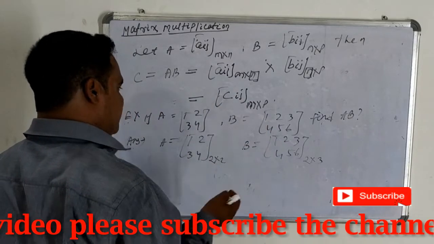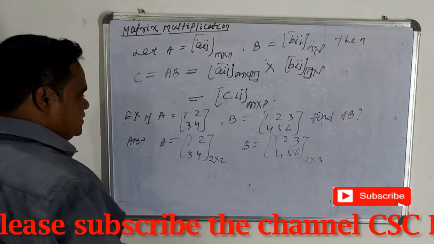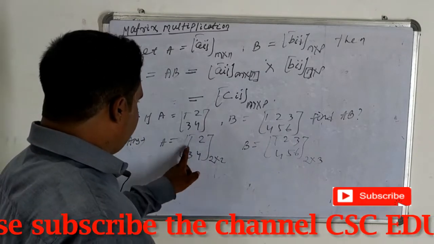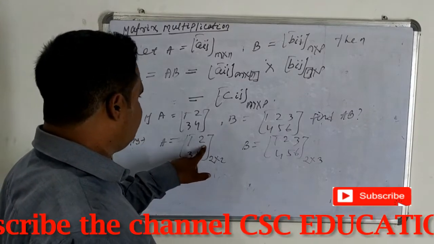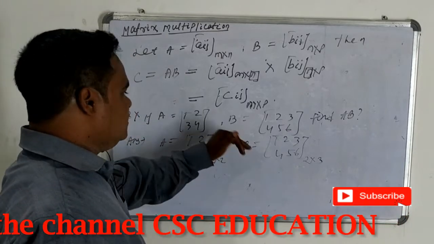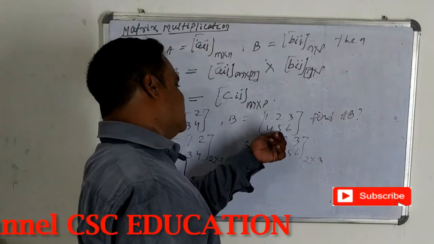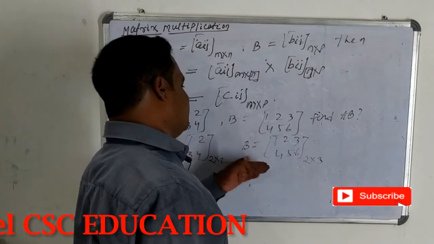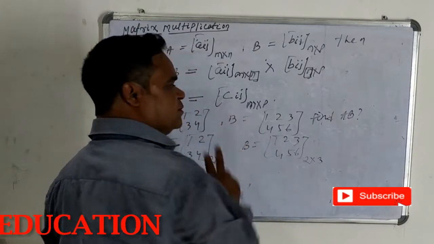Alright, I am telling again. The first matrix's first row has two elements. Look, 1, 2, two elements are there in the first row. The number of elements in the first matrix's row must be the same as the number of elements in the second matrix's first column, so that here 1, 4, 2 elements are there. So matrix multiplication is possible.